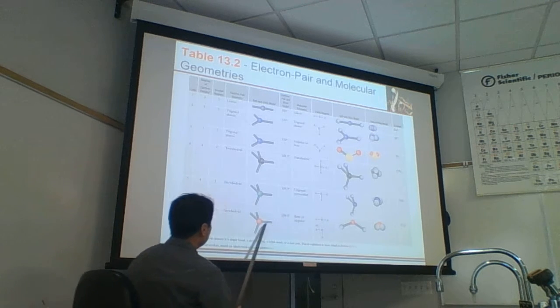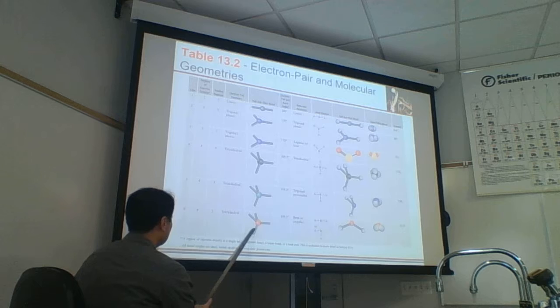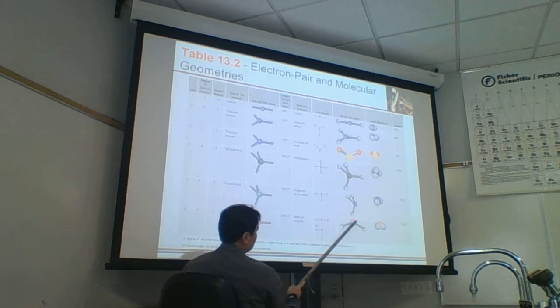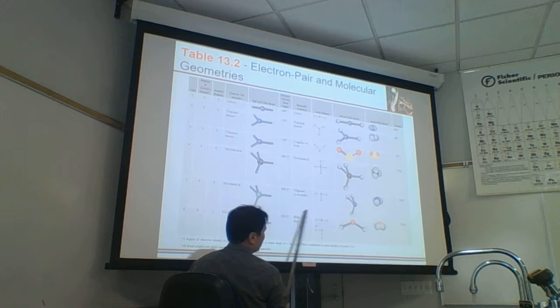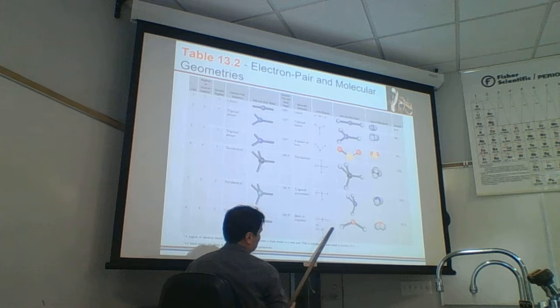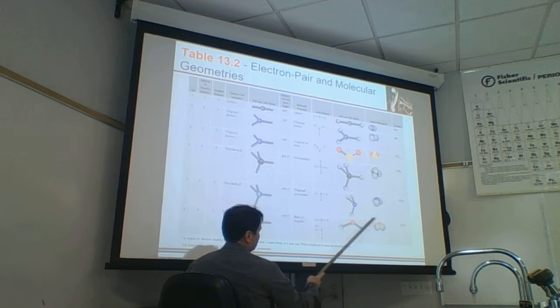And then here, this is tetrahedral here, but with only 2 bonded atoms and 2 lone pairs. This comes out bent or angular, so this is what it looks like here. This is water. We don't see the lone pairs here. We just see the bent or angular.